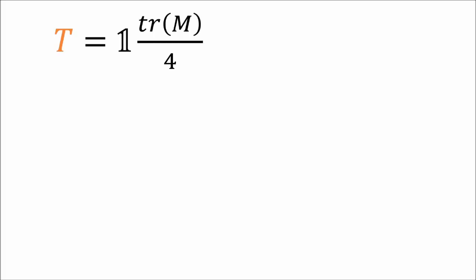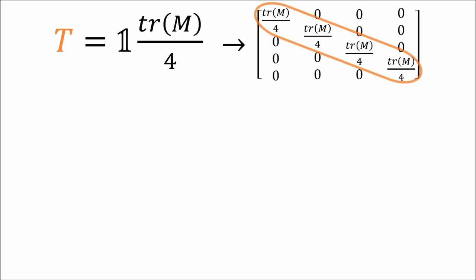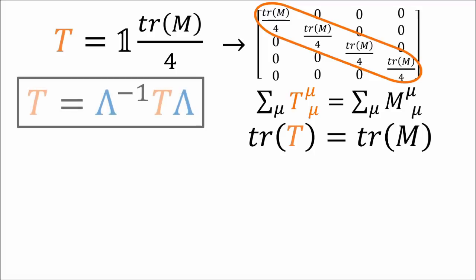I'm going to define the matrix T to be the identity matrix times the trace of M over 4. Basically, the 4 diagonal elements each hold a quarter of the trace of M, and so their sum gives the trace of M. So the trace of T equals the trace of M. Since both the trace and the identity matrix are unchanged by Lorentz transformations, this T matrix is also unchanged by Lorentz transformations, and so T acts like a scalar.